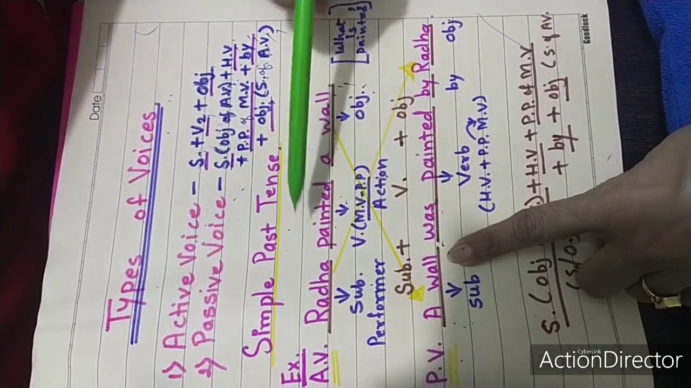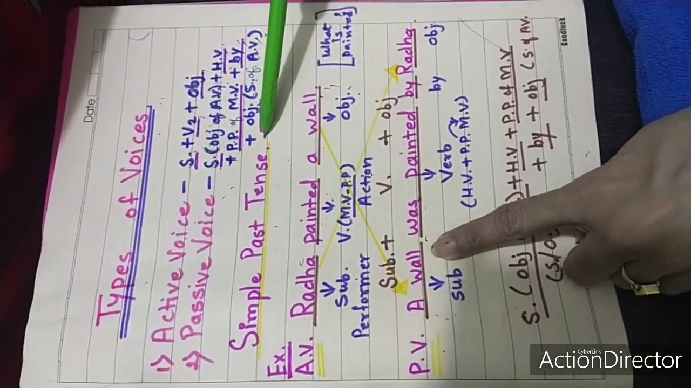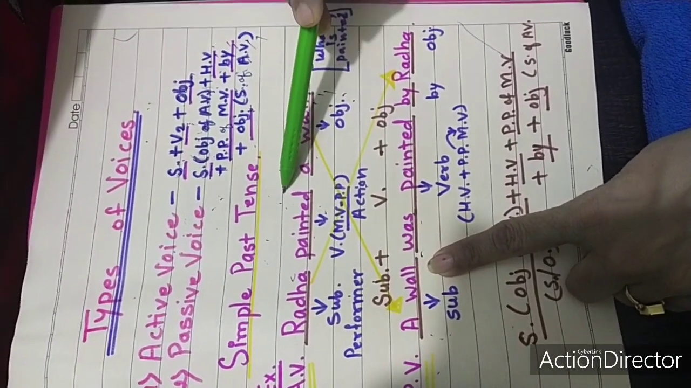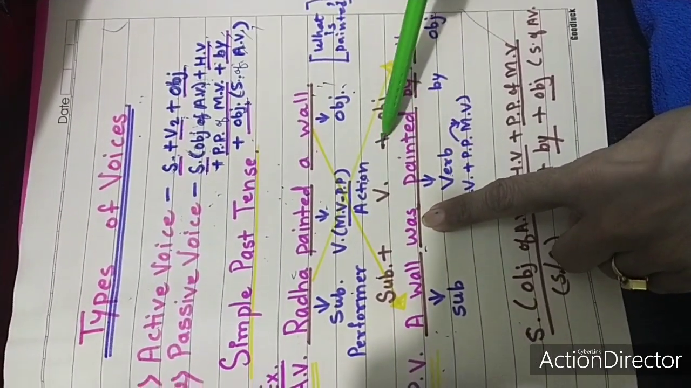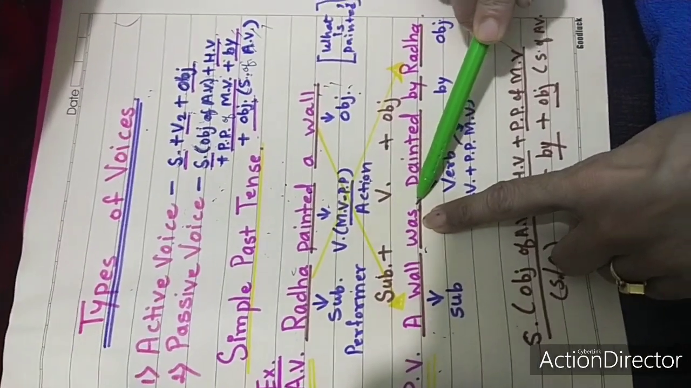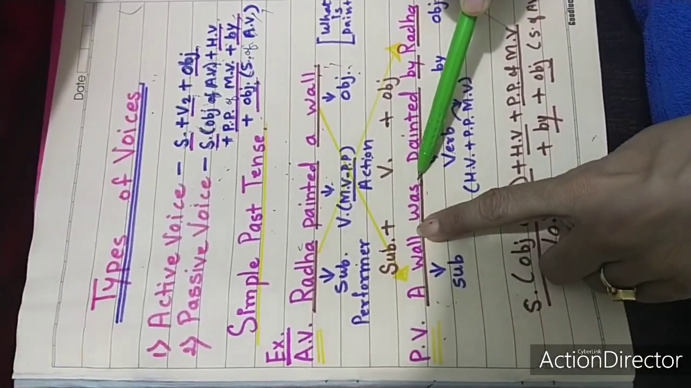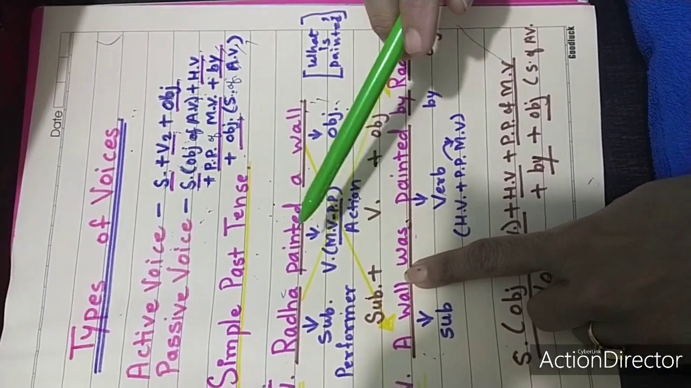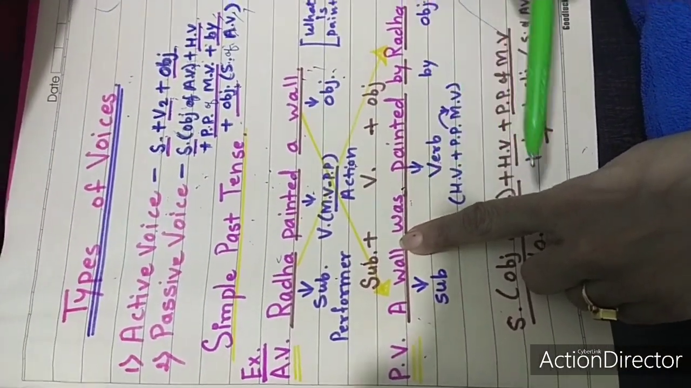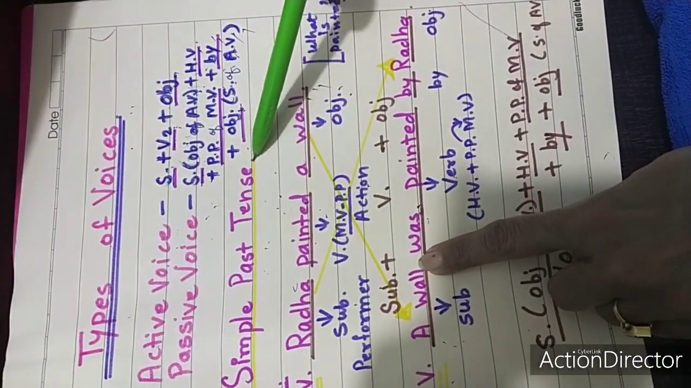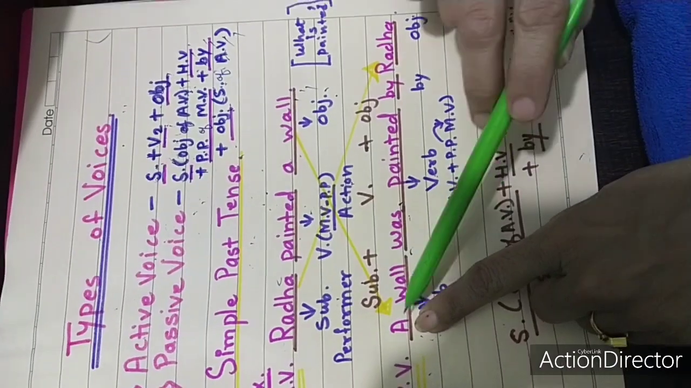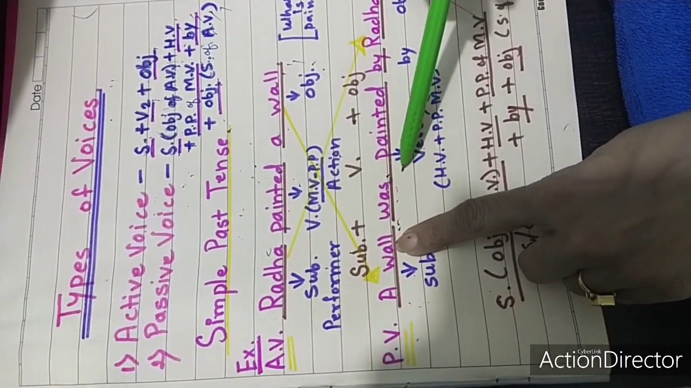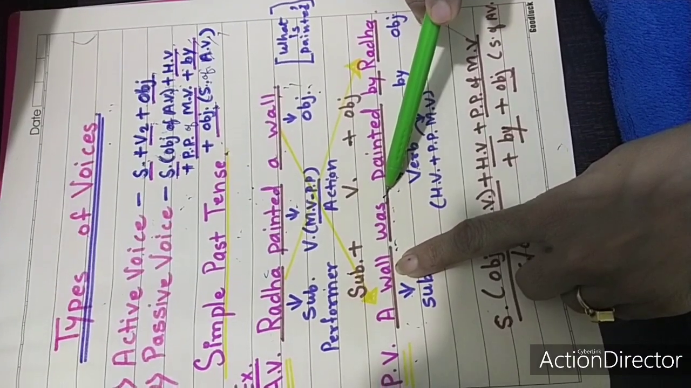Now, you can see here the sentence is in past tense. The main verb which is used in the sentence is painted. So, we have to use was or were. Here, we have made use of was because a wall is a singular number. Whenever we convert the sentence of active voice to passive voice, and it is a simple past tense sentence, we have to take into consideration first the subject. If the subject is singular, the helping verb should be was, and if it is plural, it should be were.